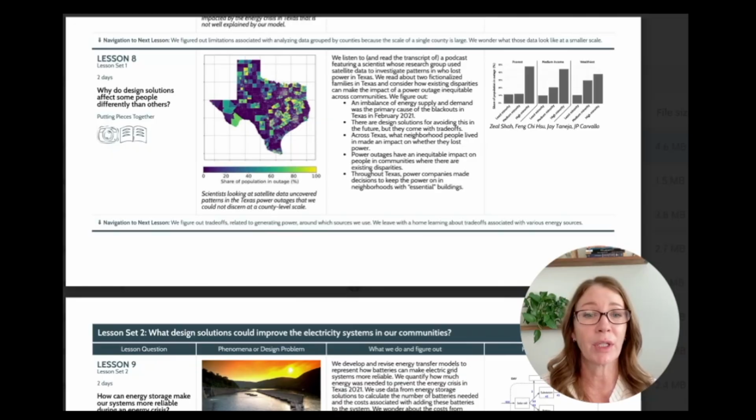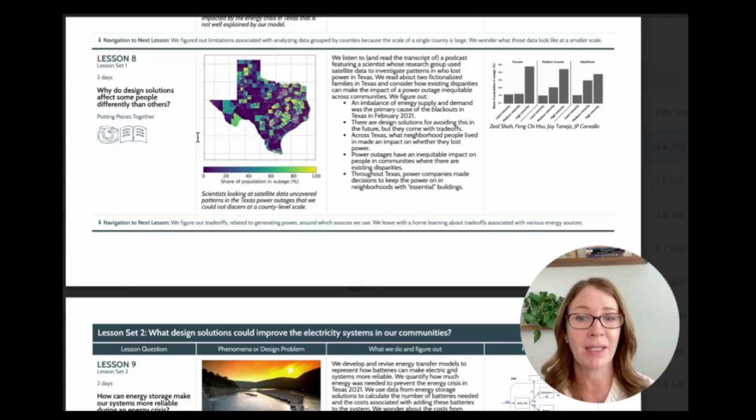In lesson 8, we go a little deeper into looking into the disparities. You can see here's a satellite image of the map of Texas, and you can see where the lights were on and the percentage of the population where the lights were out. And at the end of this, we look at some fictionalized families and impacts, but what we're realizing is that there were some essential buildings in the areas where the lights were left on. That would be like hospitals, things where we definitely couldn't have the power turned off. And that led to the decisions that were made by the decision makers.